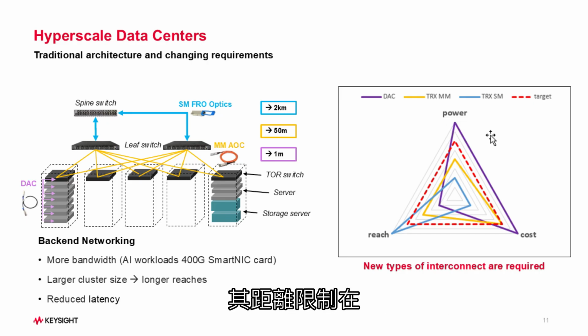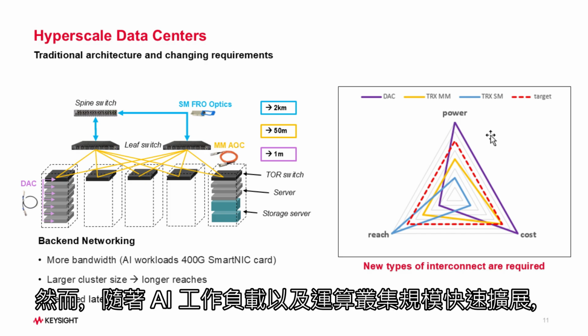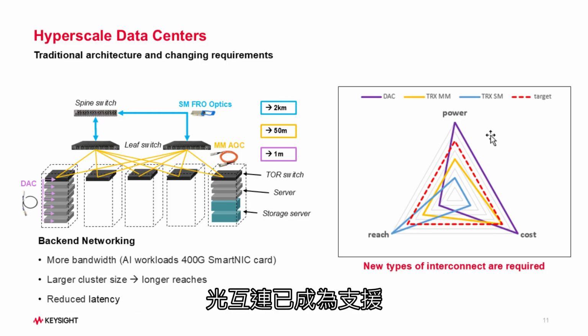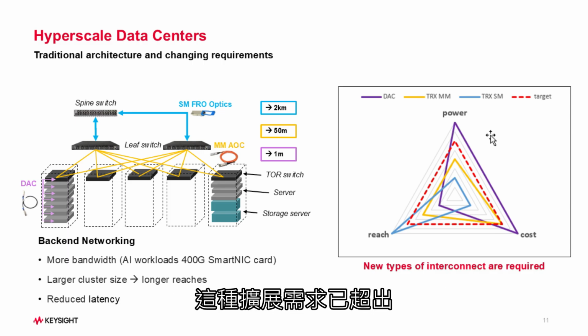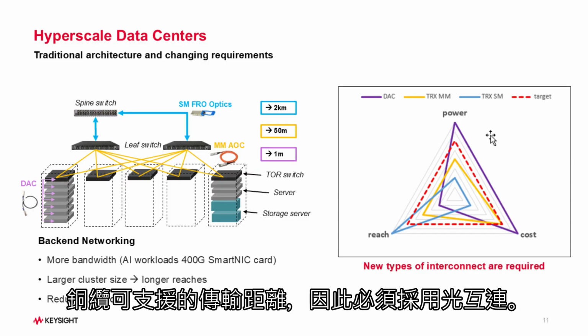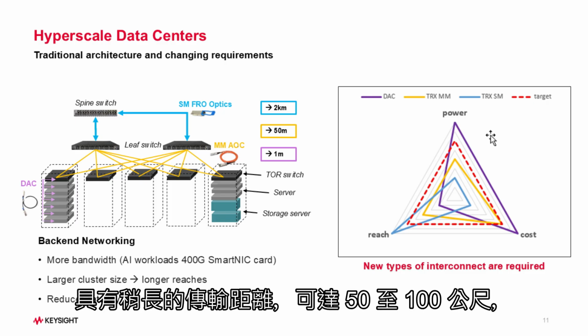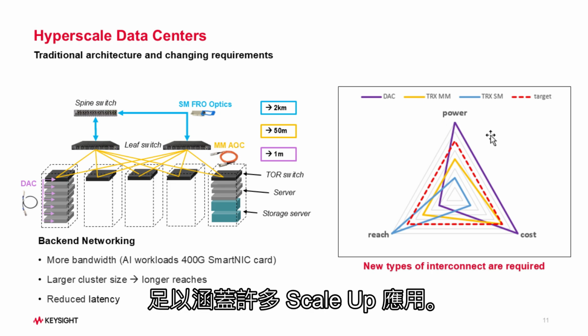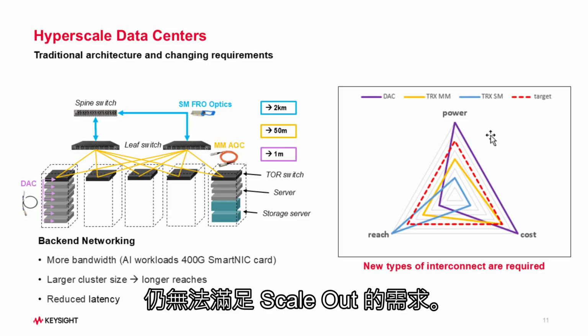That stays within the maximum 1 meter reach for these copper cables, and that's good enough for traditional applications in the data center. However, with AI workloads and the rapid expansion in compute cluster size, optics are becoming a need to scale up, out, and across. And this scaling is going beyond the copper cable's reach objective, which is forcing us to use optics. The multimode active optical cables have slightly longer reach that goes up to 50 or 100 meters, which can cover a lot of the scale-up applications. However, it still fails to cover the scale-out applications.